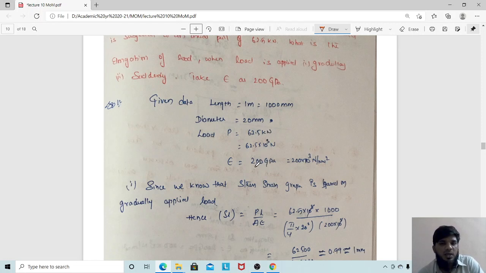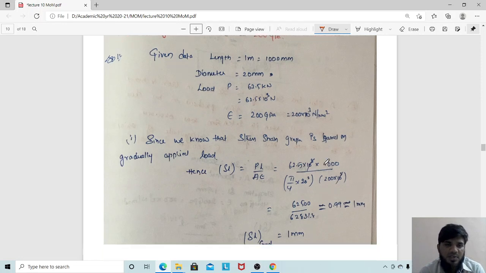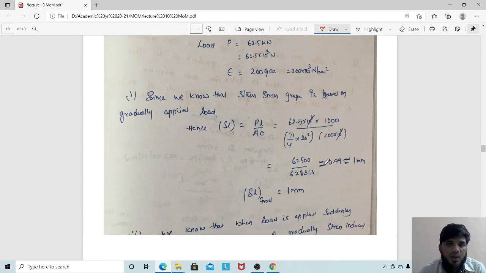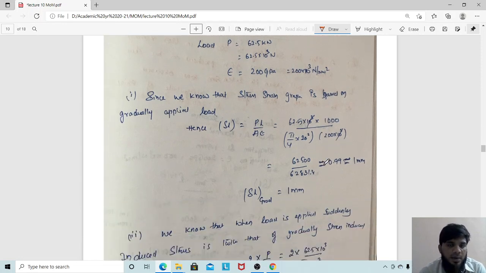E they have given as 200 gigapascal. Giga is 10 to the power of 9. Pascal is Newton per meter square, so to convert into millimeter square, Newton per mm square. I need not explain this again. I have been explaining this from the first class. So you should be very much careful about this giga, mega, and kilo.